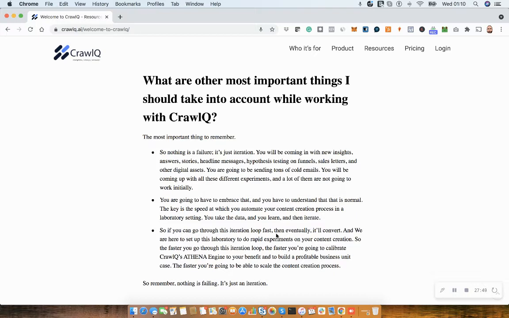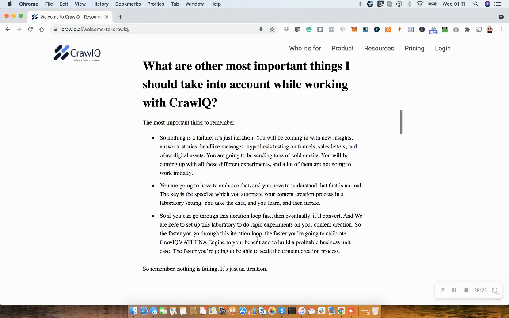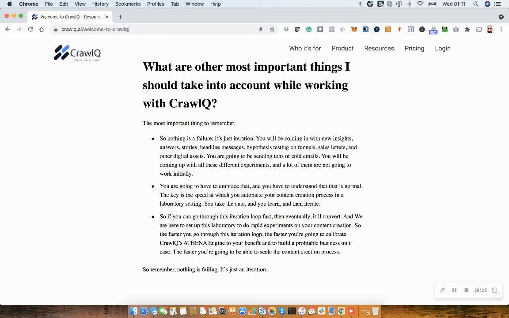The visitors on your content will start converting, and we are here to set up this laboratory to do rapid experiments on your content creation. So the faster you go through this iteration loop, the faster you're going to calibrate CrawlQ's Athena engine to your benefit and build a profitable business unit case. The faster you are going to be able to scale the content creation process. This is the key. So more rapid experiments, more ability to iterate through the feedback loop, and more training of CrawlQ AI to get the results that you want. So remember again, nothing is failure here, it's just an iteration.